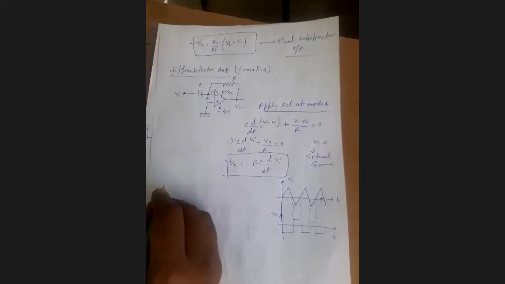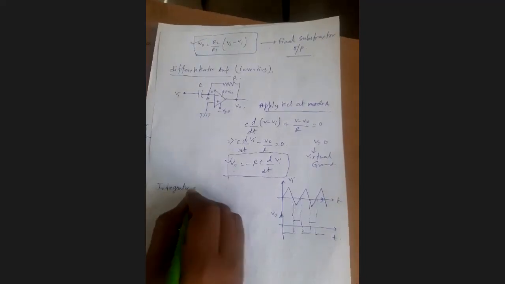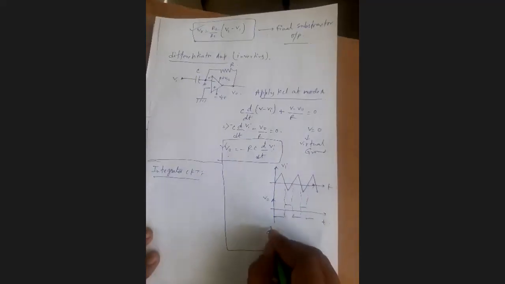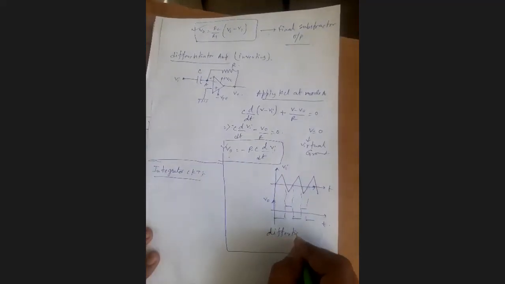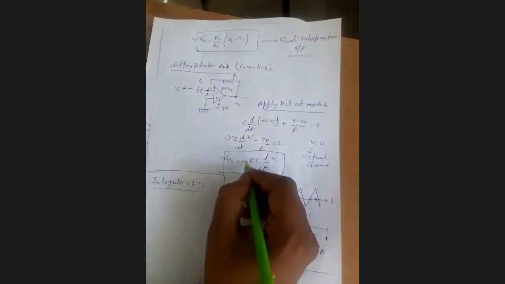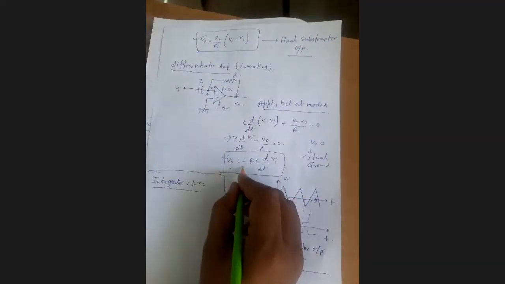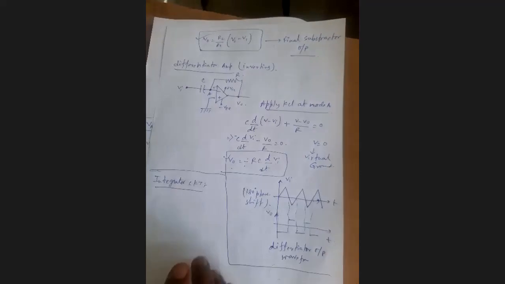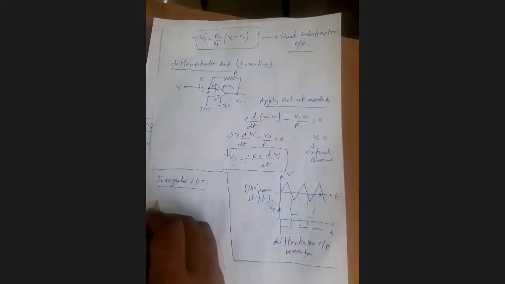And if we consider the integrator, this first one is the differentiator circuit, and this is the differentiator output waveform. There is a 180-degree phase shift due to this minus sign, this negative sign, a 180-degree phase shift from input to output. Okay.